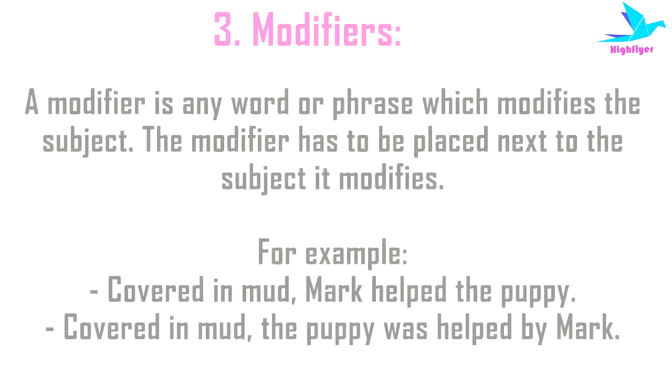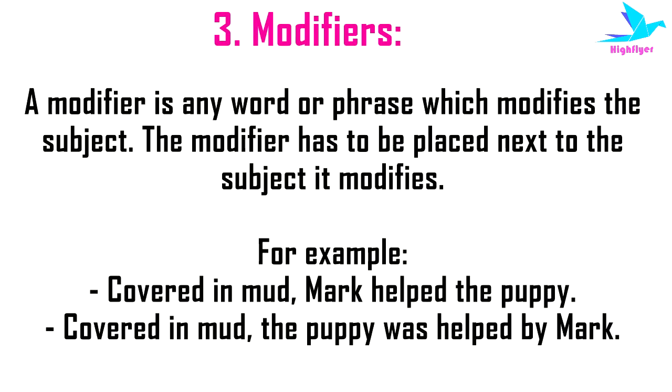Next we'll know about modifiers. A modifier is any word or phrase which modifies the subject. The modifier has to be placed next to the subject it modifies. For example, "covered in mud, Mark helped the puppy." Now this is an incorrect statement. The correct statement must be "covered in mud, the puppy was held by Mark." Here puppy should be placed next to covered in mud.